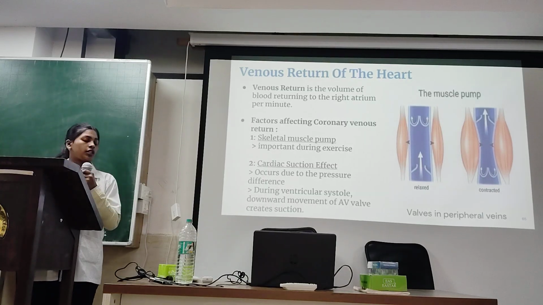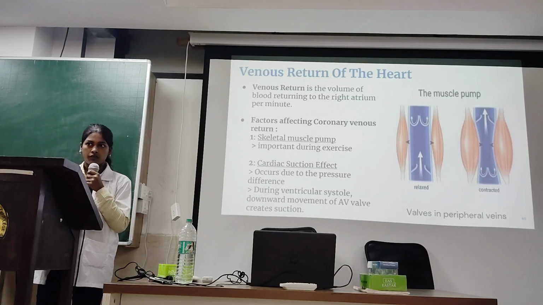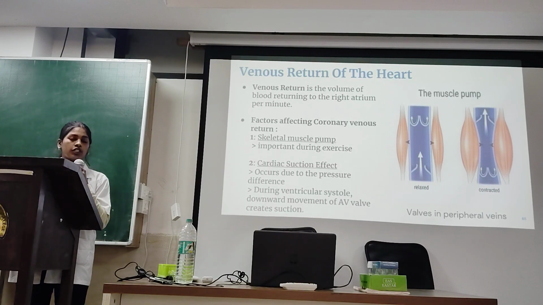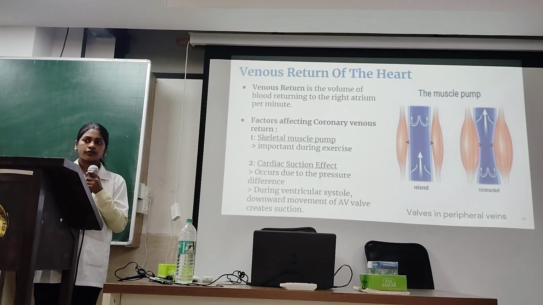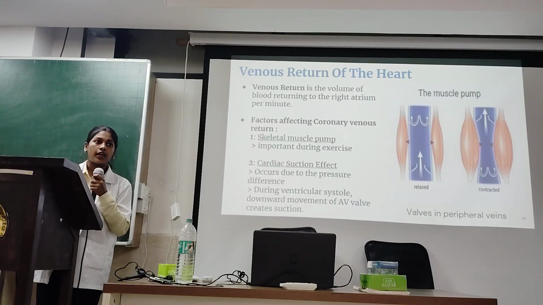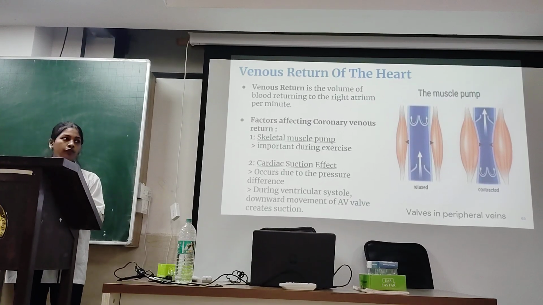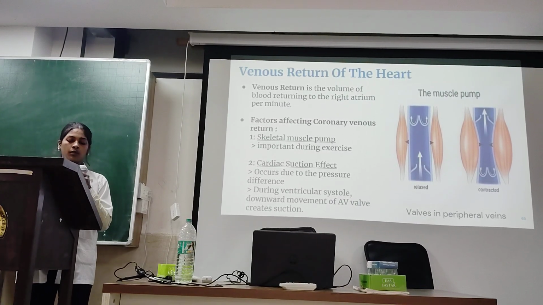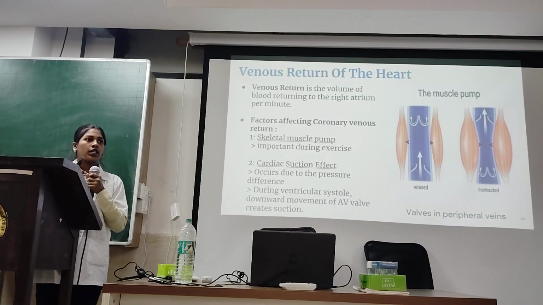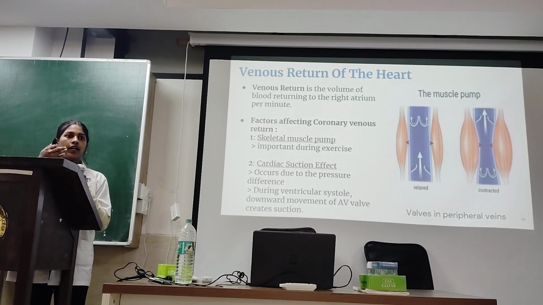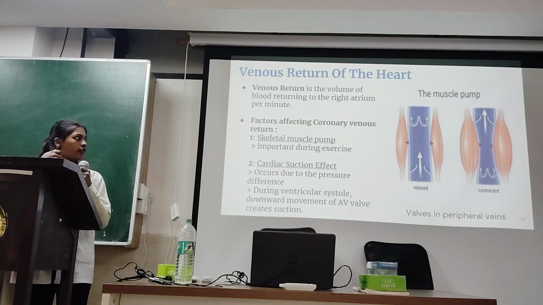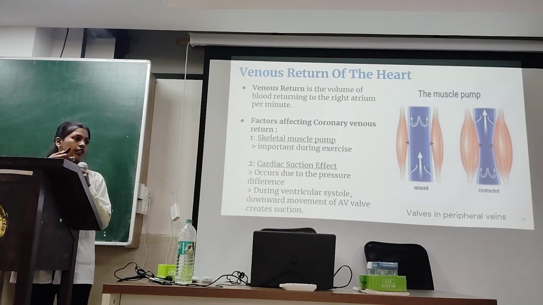After the coronary circulation, we come to a new topic, that is the venous return of the blood. What is venous return? By definition, it is the total volume of the blood that is returning to the right atrium per minute. But what is its significance? Why are we even measuring it? Because if we understand venous return, we can also understand the cardiac output. Any change in this venous return will be ultimately reflected in the cardiac output.